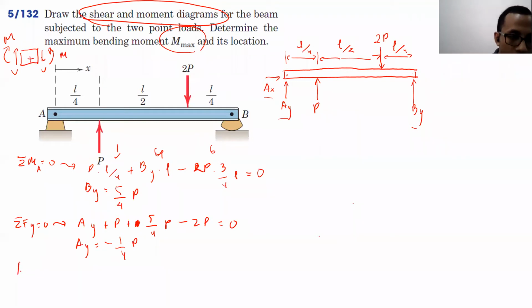How about AX? It must be 0. This one is using sigma Fx equal to 0, right? Then what we have is AX equal to 0. So now we know all the values of the external forces, and because of that, we can draw the final free body diagram.